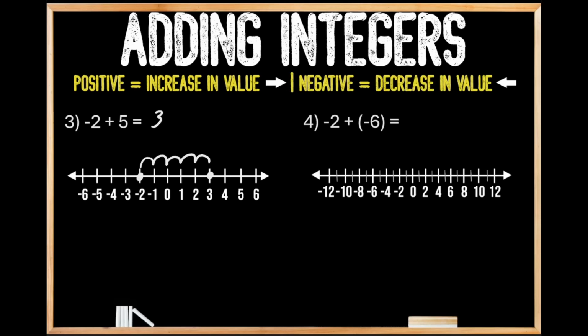Now moving on to question number 4, where this time we're being asked to add -2 plus -6. So since we're adding a negative integer, it means that we're decreasing in value, so we're going to be moving to the left on our number line. So first we're going to locate our -2, and then we're going to move 6 spaces to the left. So we have 1, 2, 3, 4, 5, and 6, which gives us -8. So when we add -6 onto -2, we get -8.